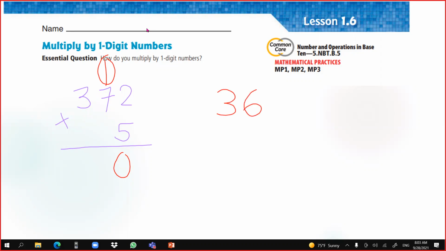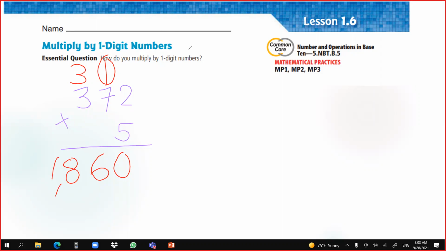Then what do I have to do now? You have to write the ones down and then the tens up. And then after that, we have 5 times 3. 5 times 3 is 15. Then you add the 3, 18. So the answer here will be 1,860. This is the main idea of the lesson.